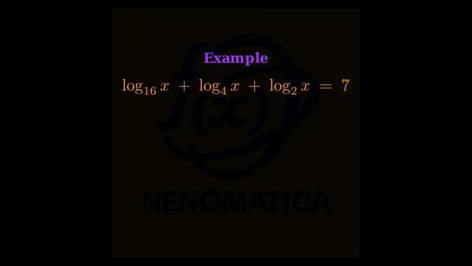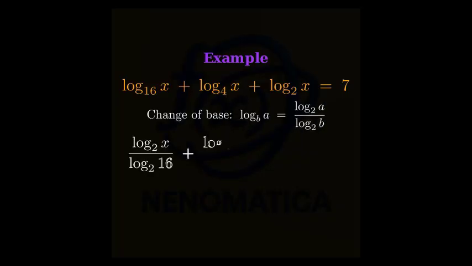Here is our example. We will convert everything to base 2, simplify, and then solve for x. Step 1. Apply the change of base formula to write every logarithm with base 2. The rule says log base b of a equals log base 2 of a divided by log base 2 of b. Now, apply it to the first two terms. Step 2. Evaluate the denominator logarithms. Log base 2 of 16 equals 4, and log base 2 of 4 equals 2.